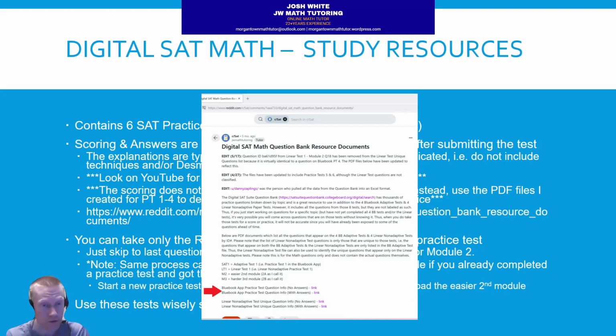These PDF files have the domain and skill for every question for practice tests 1 through 4. So you go to these files and look up which questions you missed, and now you'll know what domain and what skill you need to practice on. The scoring on the My Practice website will not tell you that, but these PDF files will.